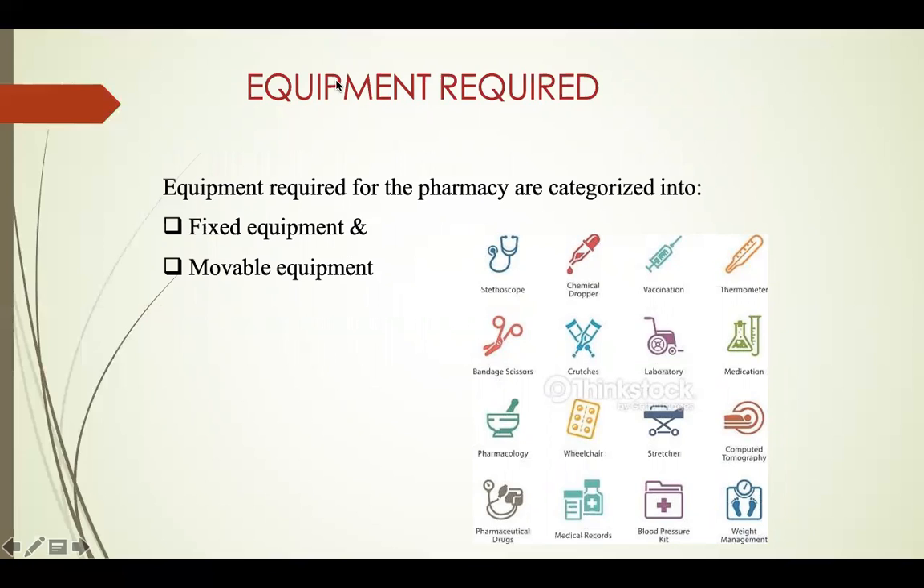Equipment required for a pharmacy is categorized into fixed equipment and movable equipment. You can see in the picture on the right different types of equipment: stethoscope, chemical dropper, vaccination, thermometer, bandage, scissors, crutches, laboratory and medications. So many types of equipment are required in various departments.